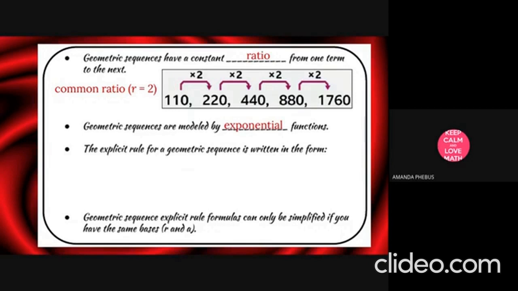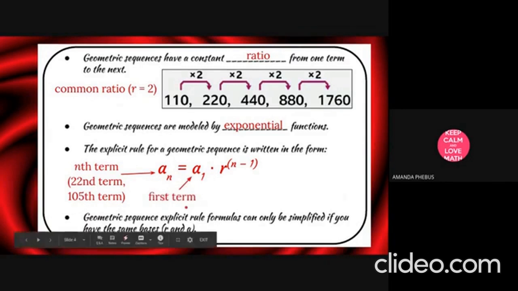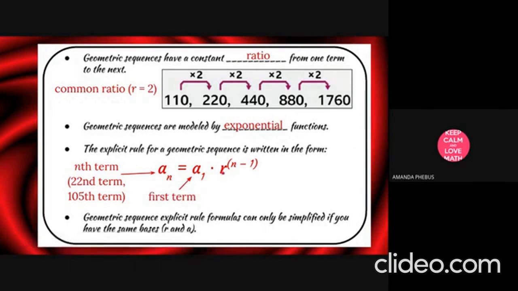All right, the explicit rule for a geometric sequence has its own formula base, and we've got this a sub n pop up. We know that a sub n is the nth term, so that n can stand for any number. It could be the 22nd term, the 105th term, a millionth term. We've got all kinds of numbers that we could plug in here. But right now, it's just going to be the nth term. Equals a sub 1, the first term, just like in our arithmetic sequences. And then r is going to be your common ratio, what you're multiplying or dividing by.